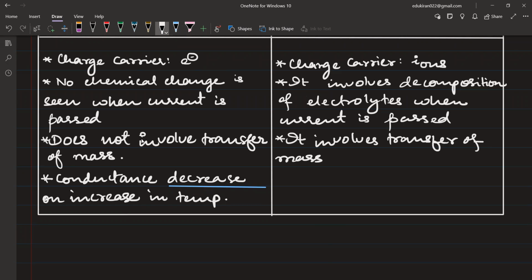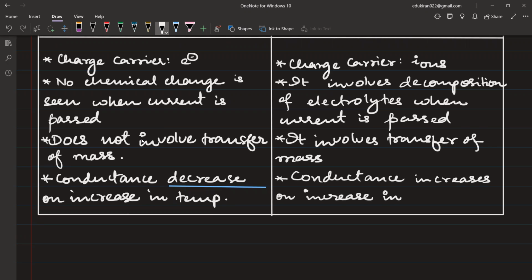What will happen here? The reverse will happen. Because the charge carriers are ions, if I increase the temperature, the charge carriers will move much faster. If they are moving much faster, then they are going to conduct more electricity. So I can say that the conductance is going to increase. Conductance increases on increase in temperature.